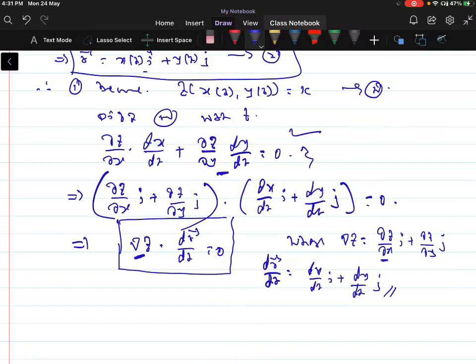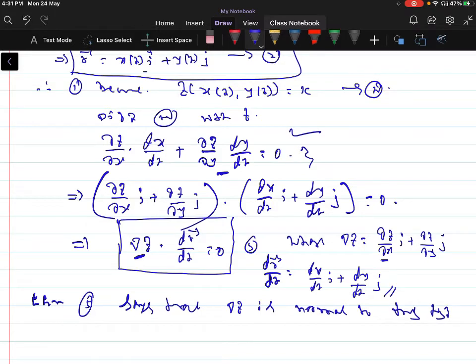So this equation number 5 says, we conclude that gradient of f is normal to, normal means perpendicular, normal to the tangent vector dr/dt. So it is normal to the curve.